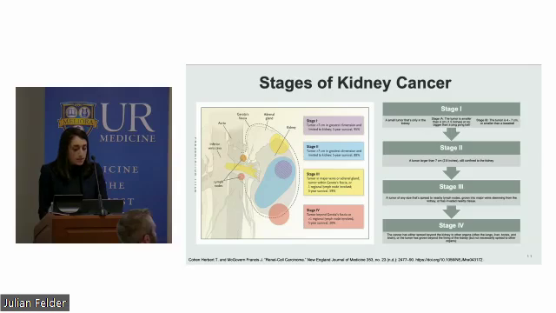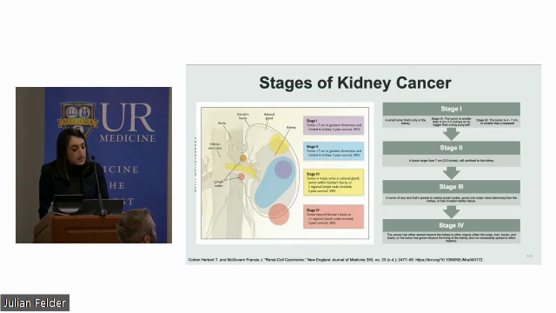Now, for staging, there's staging that we use based on imaging and staging that we use based on what happens after surgery, and that's what we call your pathologic staging. Oftentimes, when the tumor is larger than 7 centimeters, that's a stage 2. Sorry, greater than 7 centimeters, stage 2, and less than 7 centimeters is stage 1. And patients have a very good survival rate in those earlier stages.